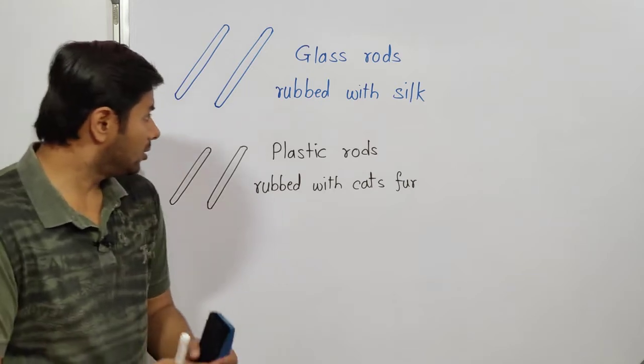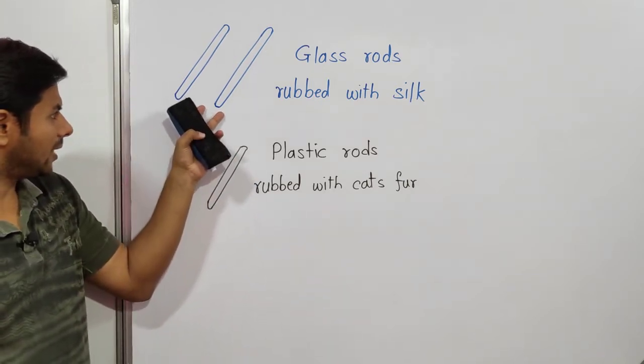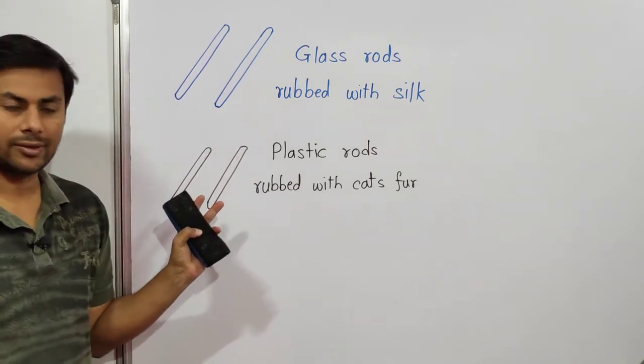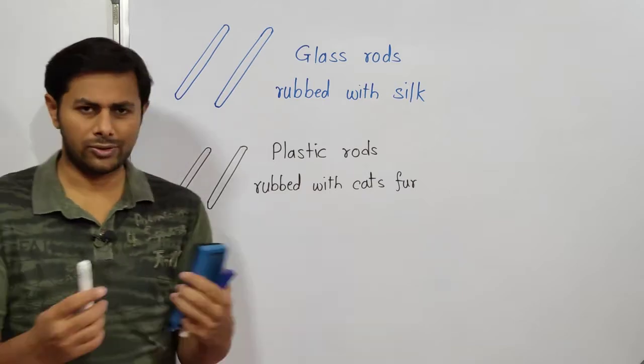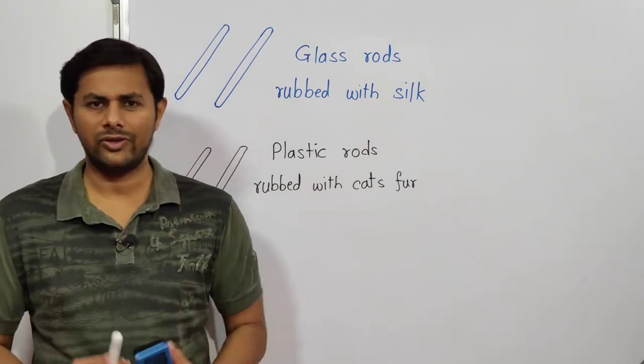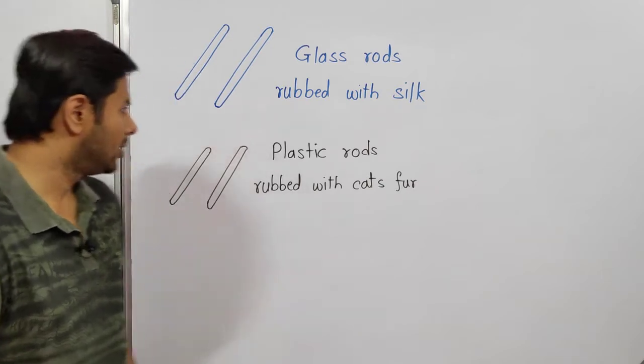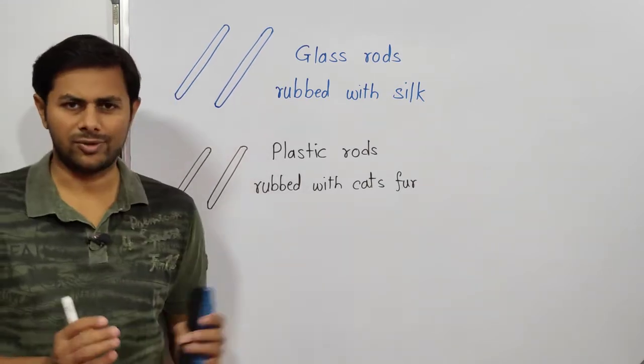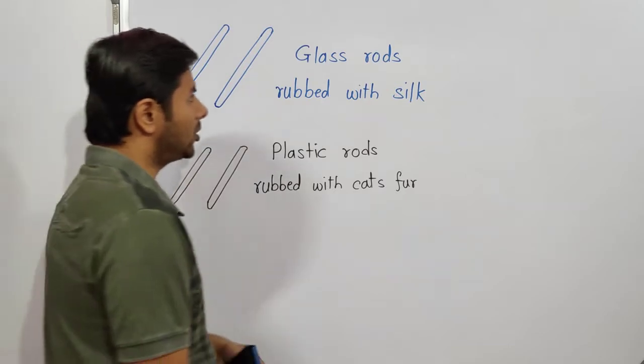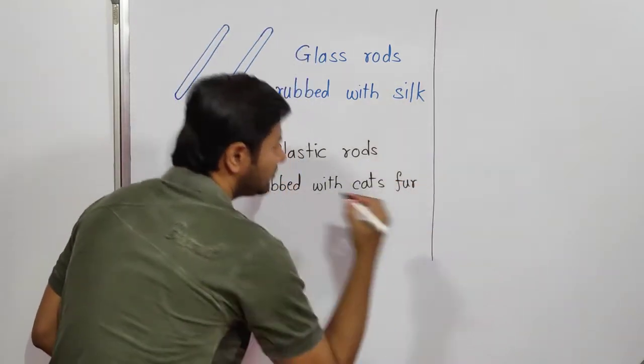After that, we take one of these glass rods and one of these plastic rods close to each other, and this time we see that they attract each other. Alright, so let's remember these observations and move on to the next observation.